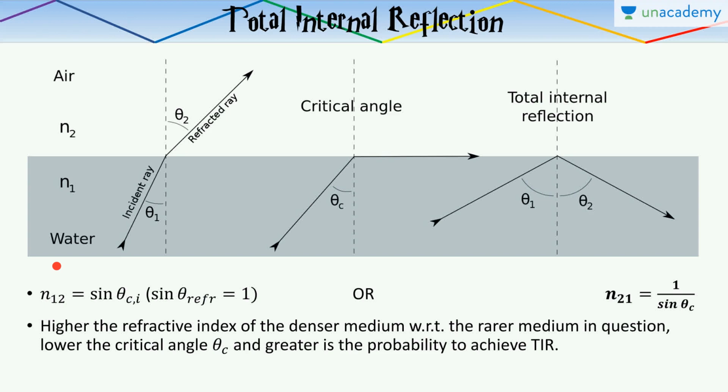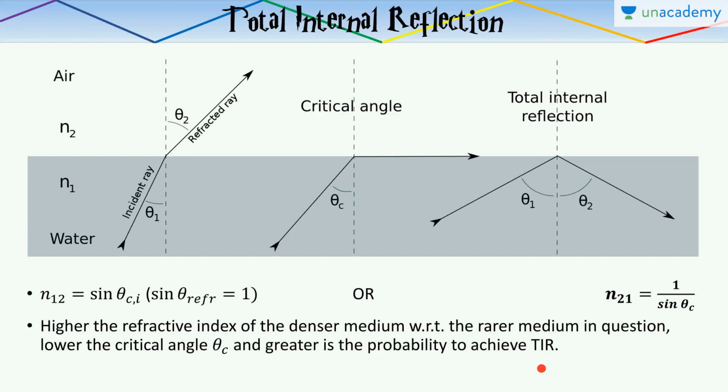So this comes from Snell's law, because here you have sine i by sine r, where sine r for the critical angle is 1, for 90 degrees. Or in other words, the refractive index of glass or water, the denser medium with respect to the rarer medium, is just the reciprocal of the sine of the critical angle. The higher the refractive index of the denser medium, the lower the critical angle, and the greater the probability to achieve TIR, or total internal reflection.